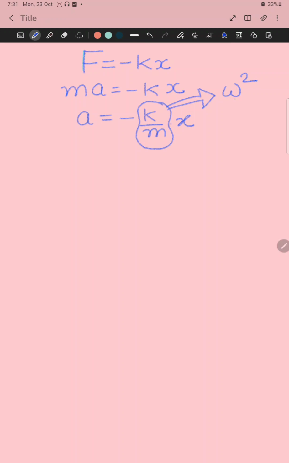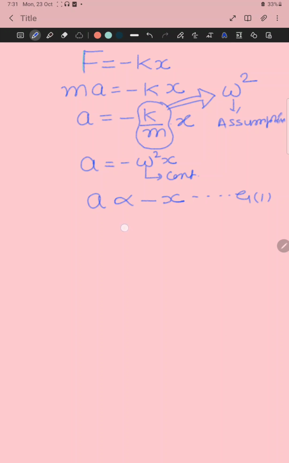So this is the assumption: k upon m we have always considered as omega square, so ultimately it will turn to minus omega square into x. Since omega is constant, we can say acceleration is directly proportional to the negative of x. This is one of the points by which we can say the given motion is a type of SHM. Clear?